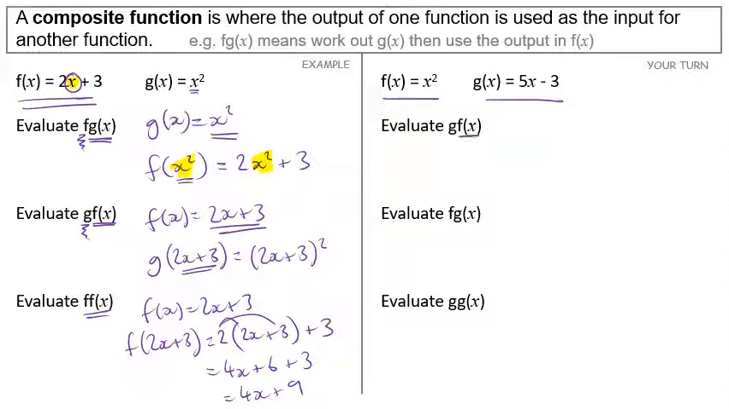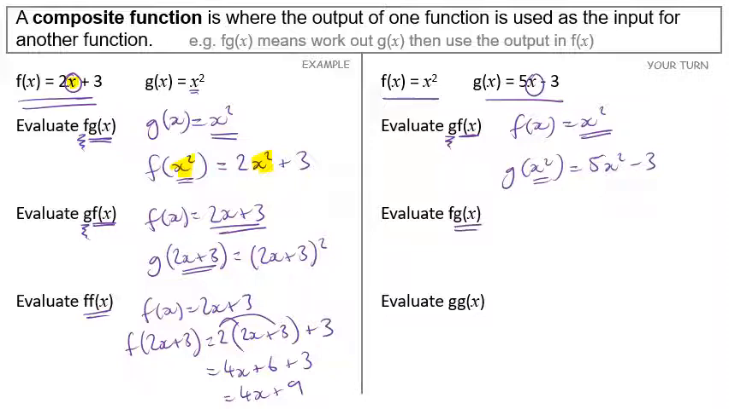So we're starting here with f of x, which we can see from the top is just x squared. And we're going to use this output as the input for our next function. So where we have x here, we're just going to replace that with x squared. So we'll have 5x squared, take away 3.